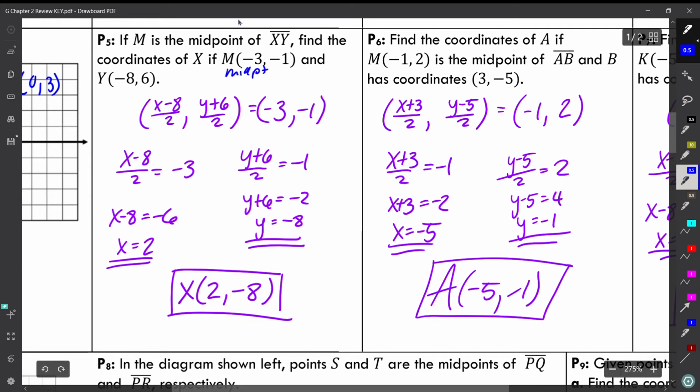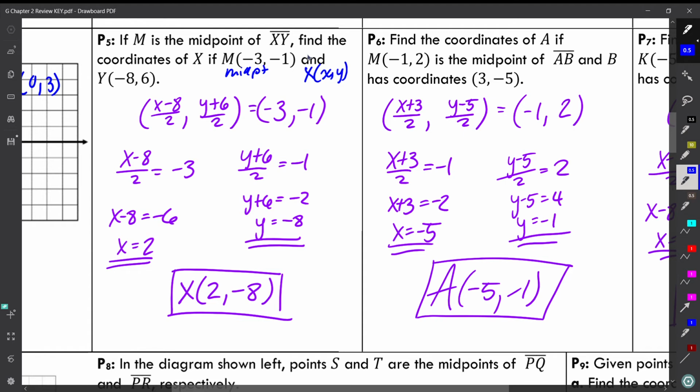And Y has coordinates -8 and 6. So I know the midpoint and I know one of my endpoint coordinates. So I let my other one be, let's say, point capital X, with coordinates little x, little y. I don't know it, so generally x represents the x coordinate of it, y would represent the y, okay? We're going to end up solving equations to find these.